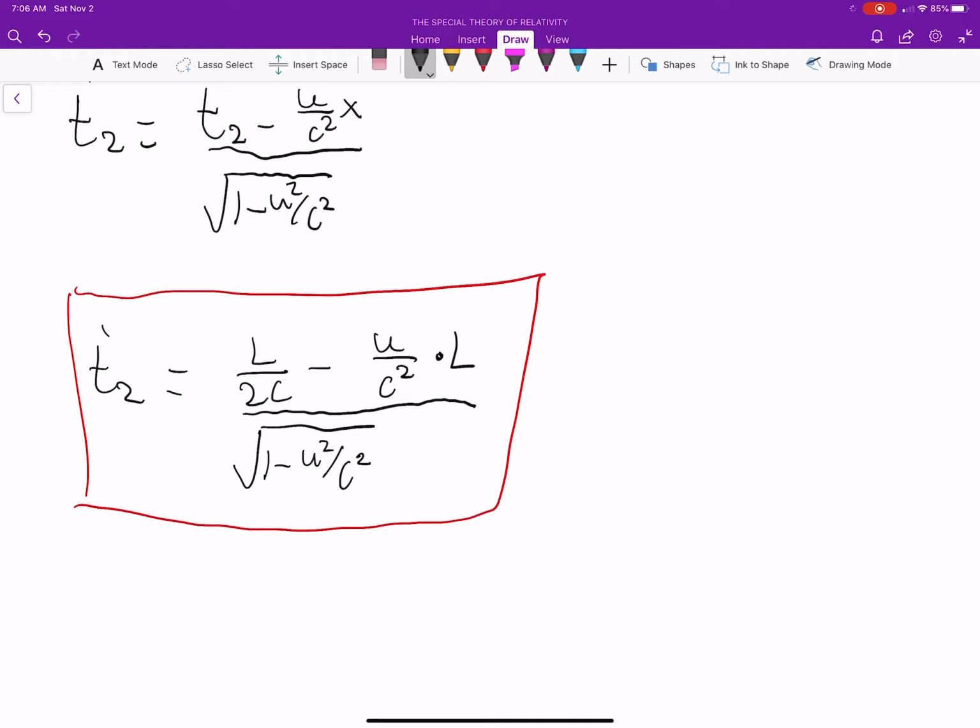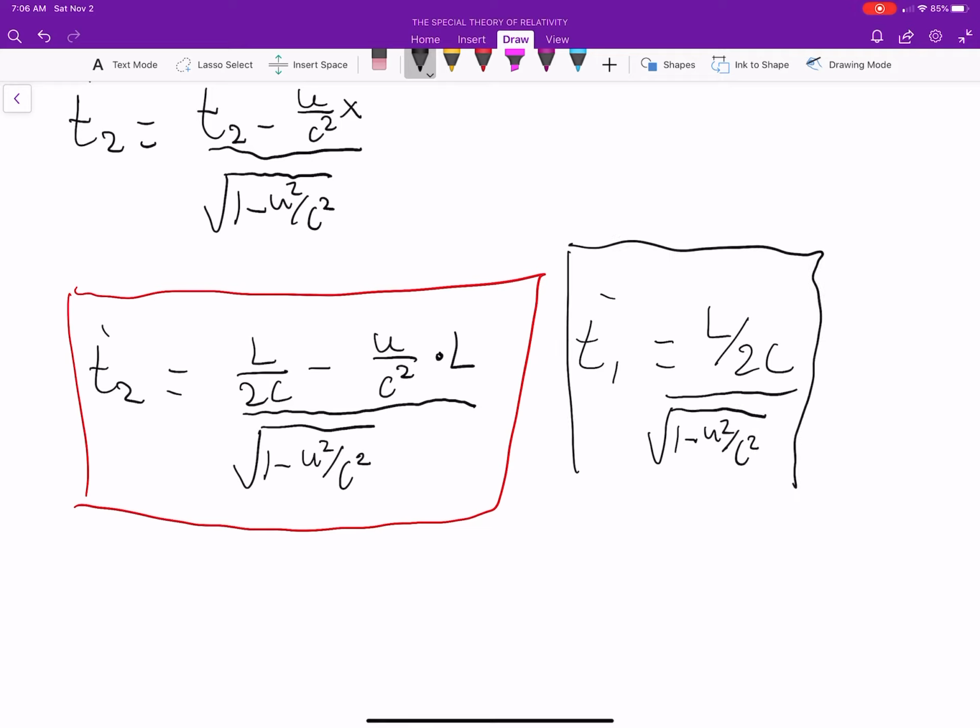And then we also have t prime of 1, which we said was L over 2c divided by the same denominator, the square root of 1 minus u squared over c squared. This was our other one, right? Well, which one is bigger? I think it's obvious that t1 prime is greater than t2 prime.